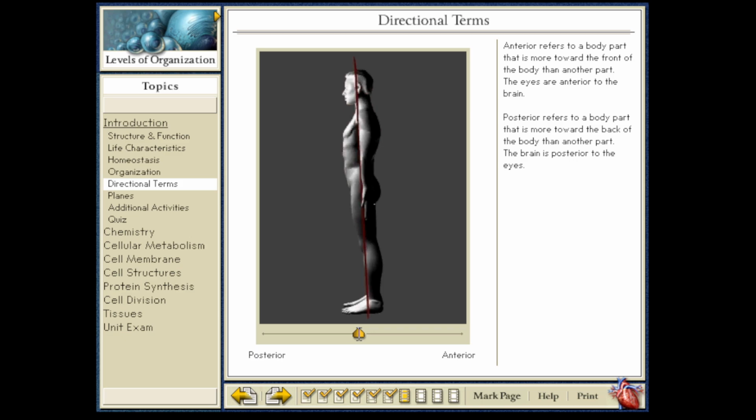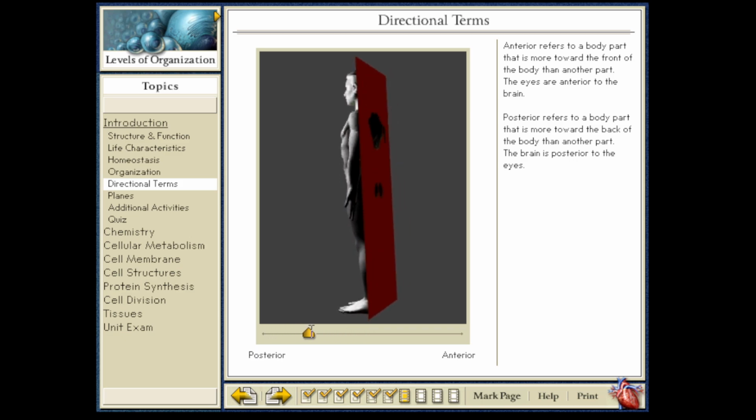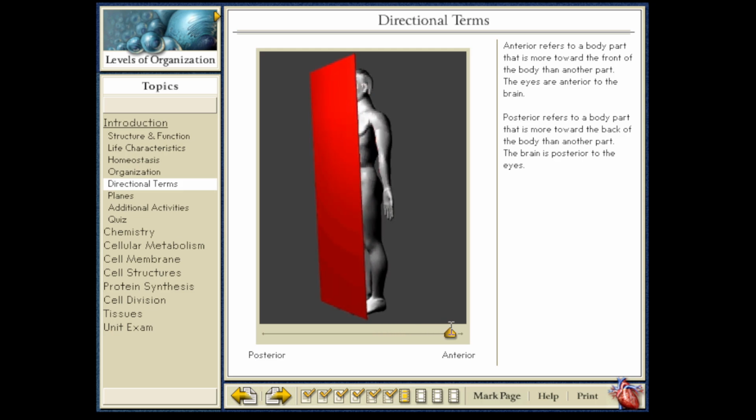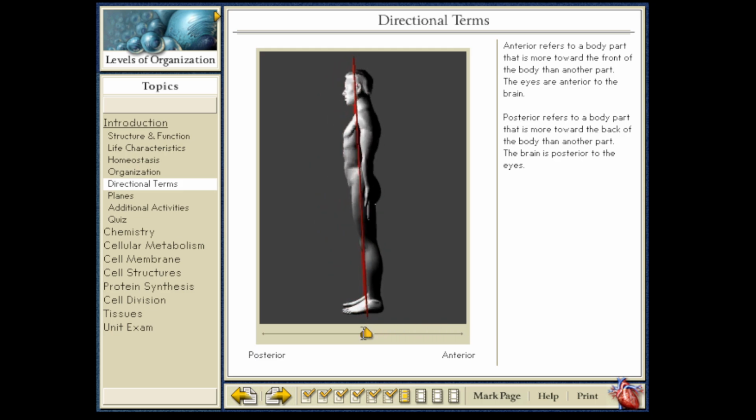Anterior refers to a body part that is more toward the front of the body than another part. The eyes are anterior to the brain. Posterior refers to a body part that is more toward the back of the body than another part. The brain is posterior to the eyes.